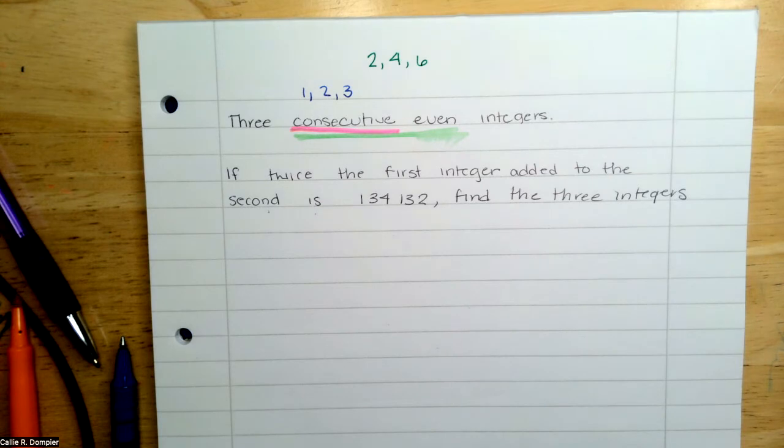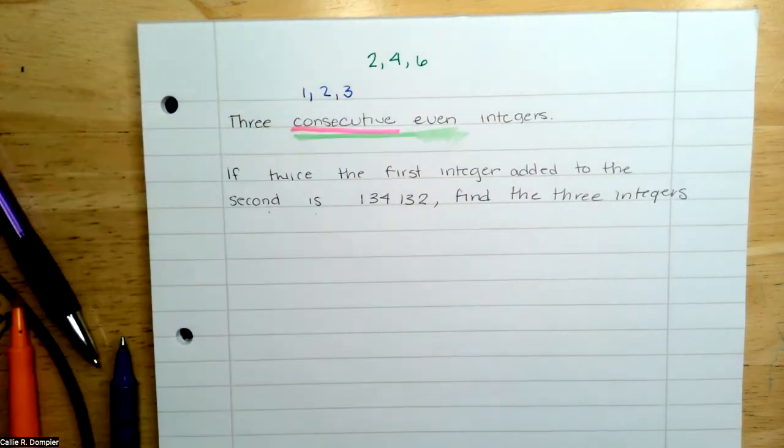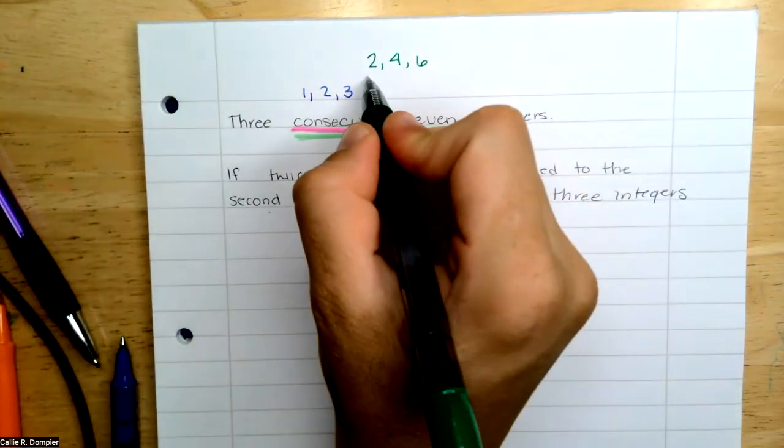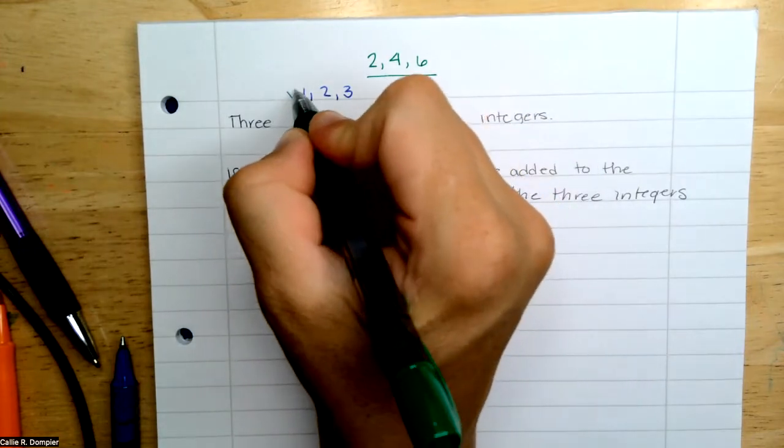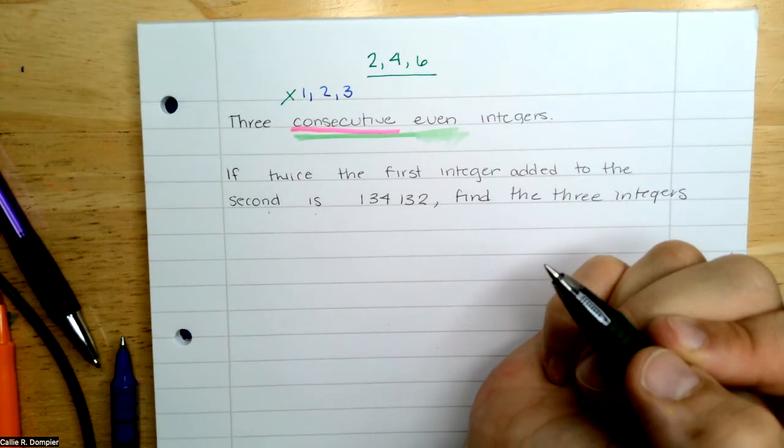Okay, but it's anything. We don't know where we're starting, right? This is consecutive even integers starting at the number 2. It could be consecutive even integers starting at the number 166, okay? So 3 consecutive even integers, but we don't know which ones they are. We just know that it's going to look more like this. It's not going to look like this because the 1 and the 3 are not even, all right?